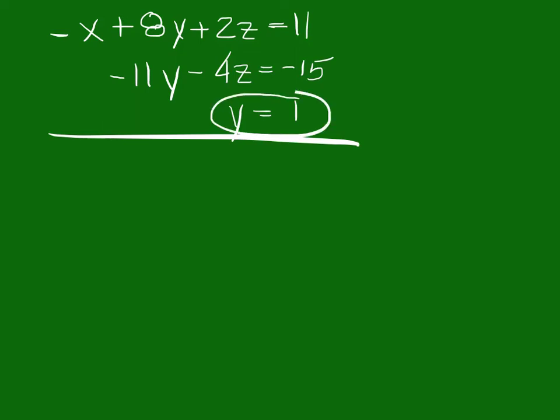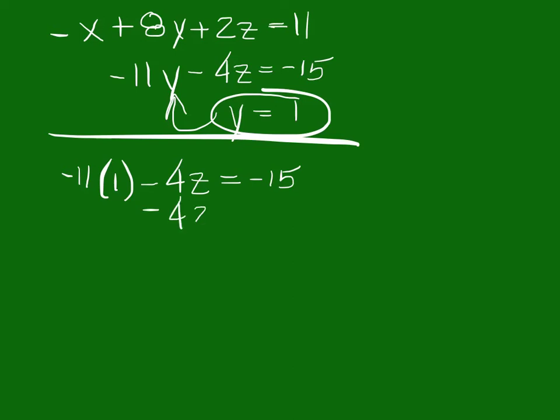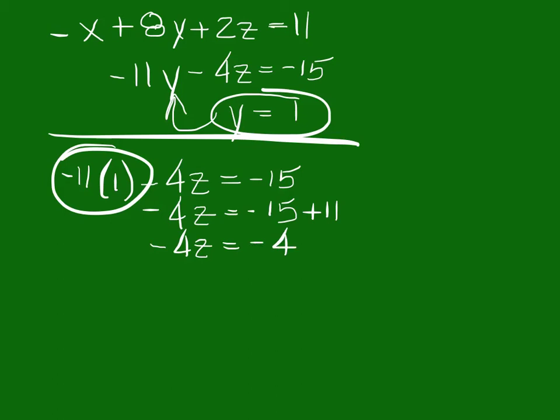So what you want to do first is plug in y equals 1 into this spot. So that's negative 11 times 1 minus 4z equals negative 15. And negative 4z equals negative 15, and then you'll have the opposite of this. Over here, that's a negative 11. We're going to make it plus 11 on this side. And when you simplify that, that's a negative 4. So clearly the answer would be 1. Negative 4 times 1 equals negative 4. So we have z equals 1 and y equals 1.